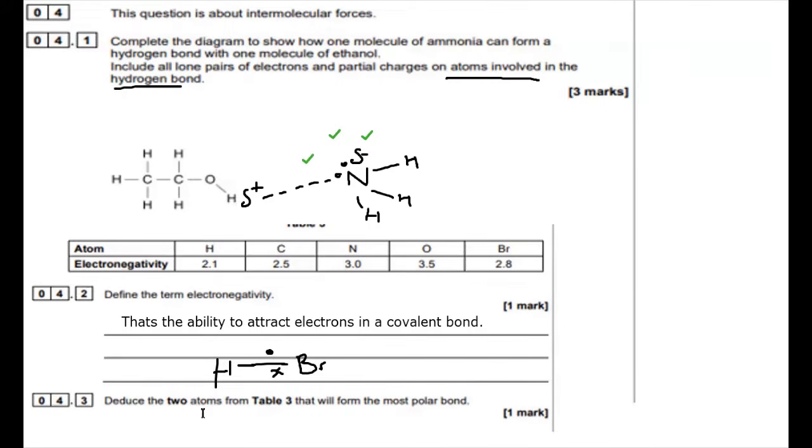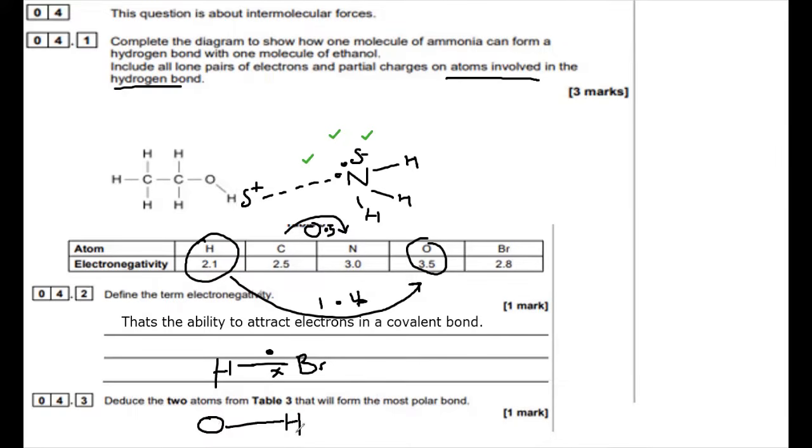And that leads us to down below, deduce the 2 atoms that will form the most polar bond. Which 2 will there be a bigger difference? And so we'll get a more polar bond. And all you've got to do here is look at the difference. So if I look at H and O, the biggest difference is between these 2, and it's a difference of 1.4. Whereas, say you looked at carbon and nitrogen, they're not really going to form a polar bond because there's only a difference of 0.5. Okay, so the 2 atoms that form the most polar bond are going to be O and H. Now, you don't have to draw a line between them, but I have. So O and H, yeah.